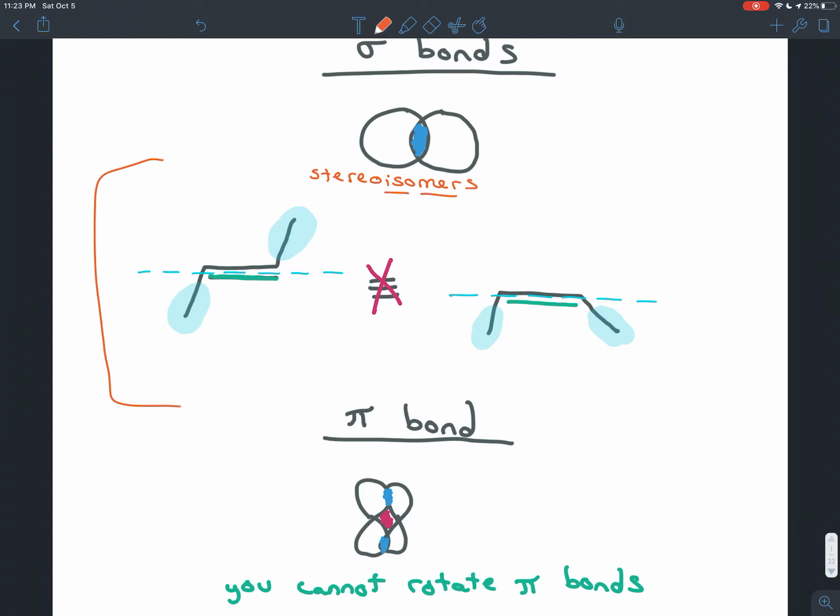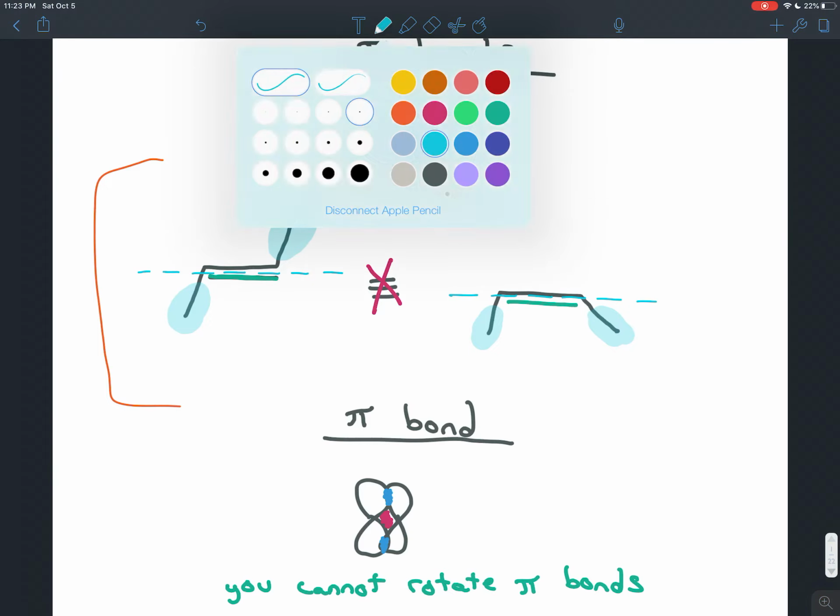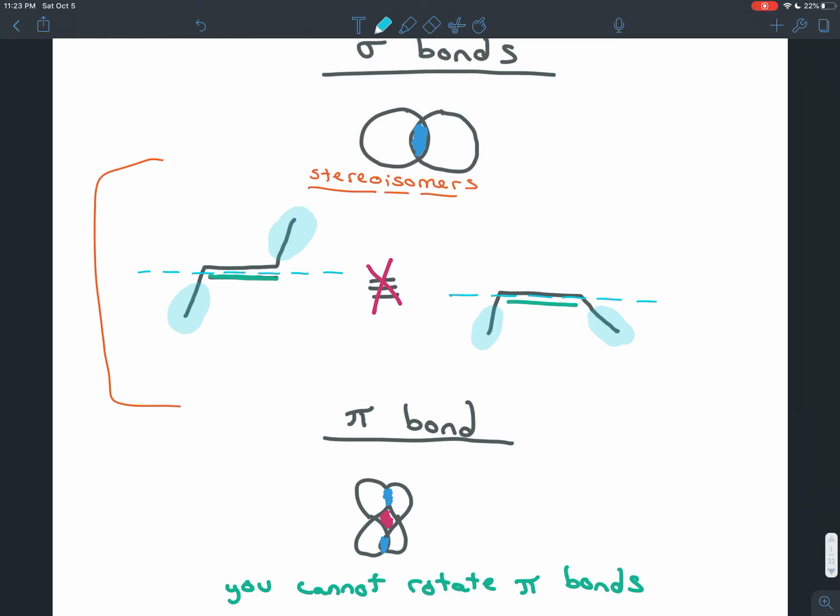Iso means equal or same, mers means parts, so these are made of the same parts, but their three-dimensional arrangement, that's what the stereo is referring to, is different. Now, there's a term to describe each of these relationships.